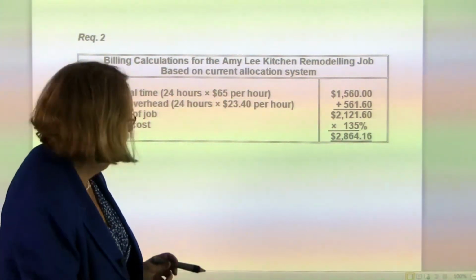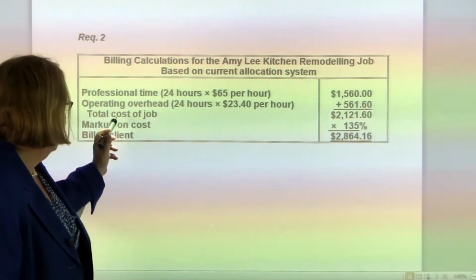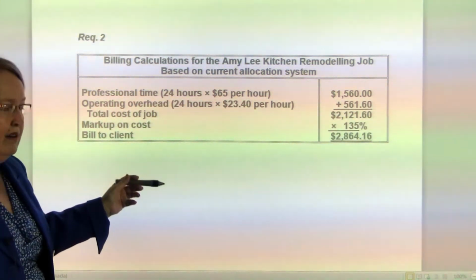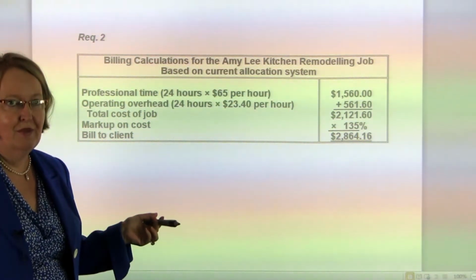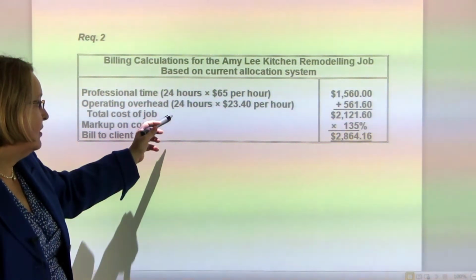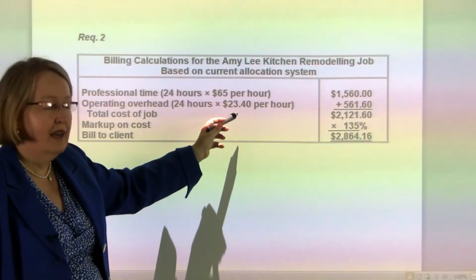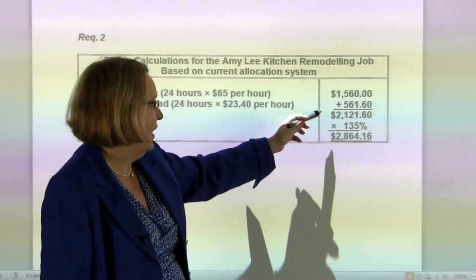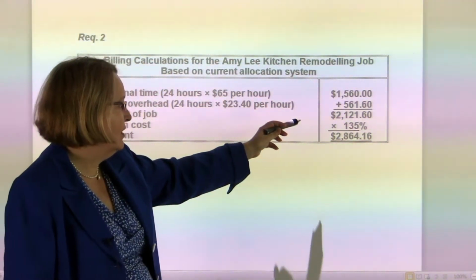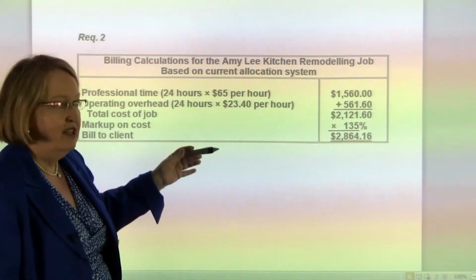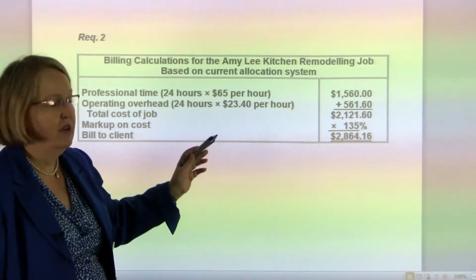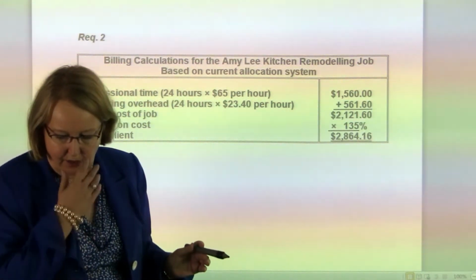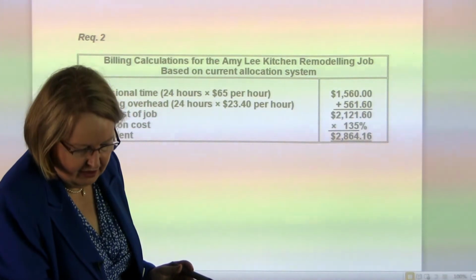When you are looking at the operating overhead, it is based on the number of professional hours. So you've used 24 hours. We've just calculated the overhead rate to be $23.40, so that will give you $561 in overhead. So the total cost that you're assigning to that job is $2,121.60.